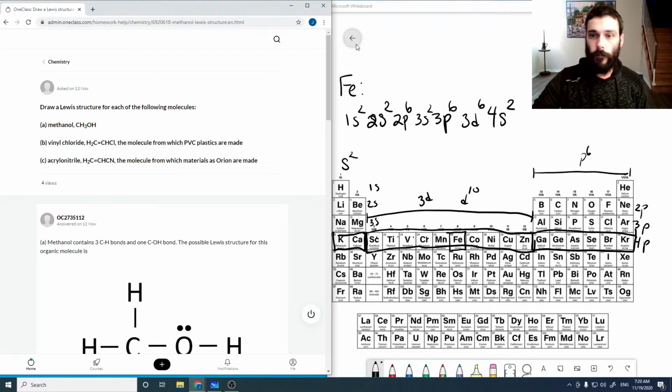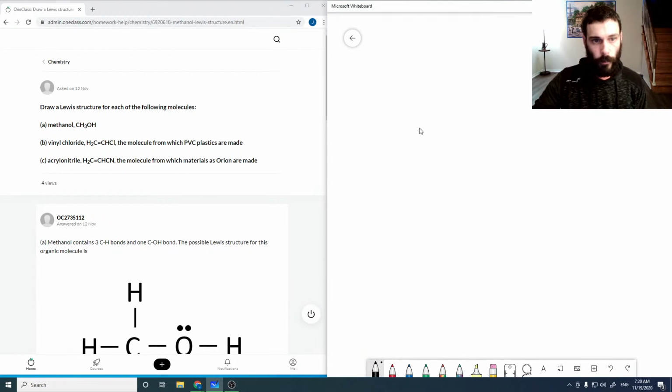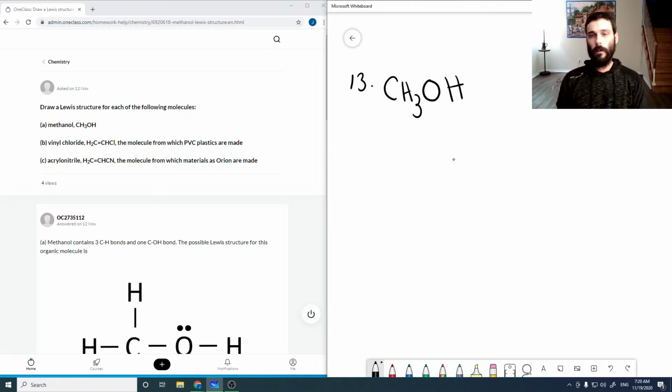And then for my final question here, I'm going to run through a few Lewis structures. So the first one here is a Lewis structure for methanol. So this is, I think, my 13th. Okay, so methanol is CH3OH. To do Lewis structures, you just need to recall the electron configurations, specifically the valences. So hydrogen just has one electron, and we represented it as a dot.